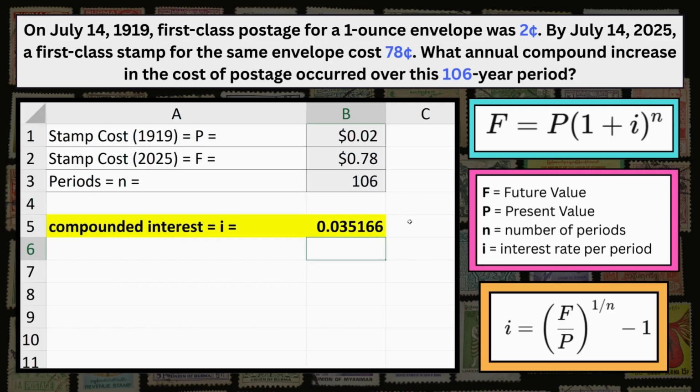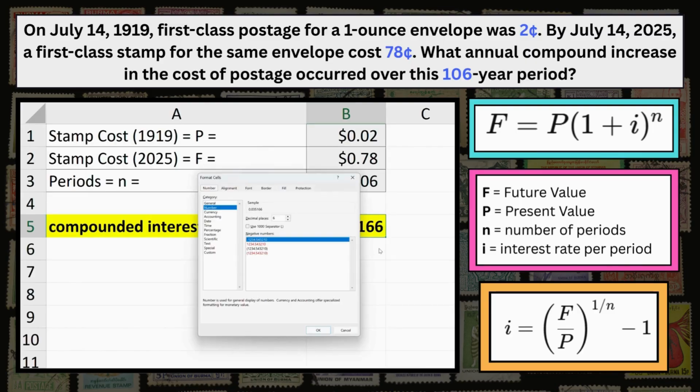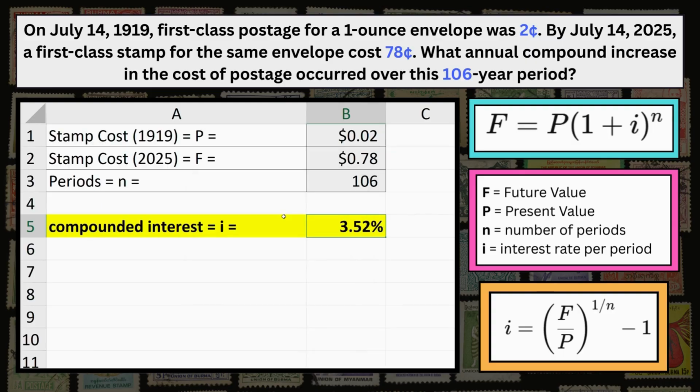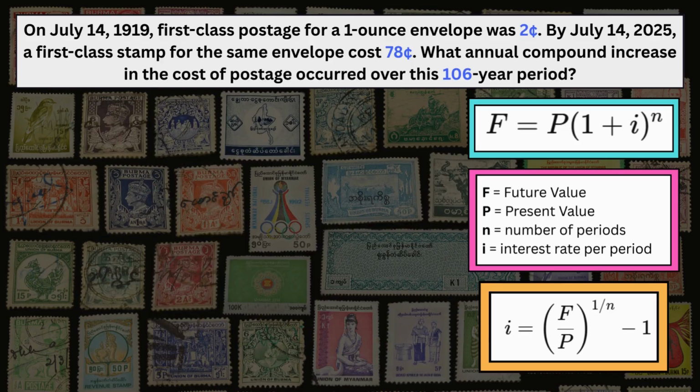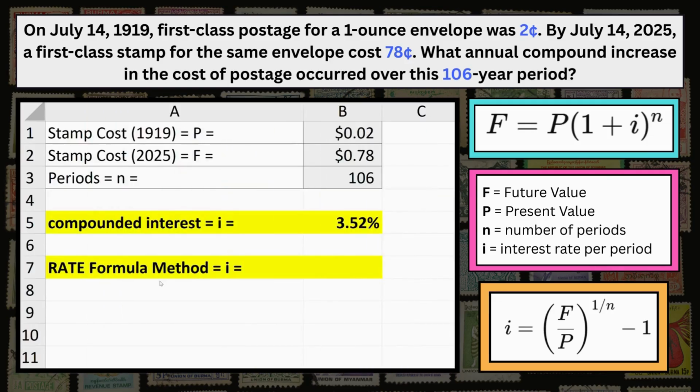0.035166. To display this as a percentage, right-click the cell, select Format Cells, choose Percentage, and set it to 2 decimal places. This gives us 3.52%, meaning the price of a first-class stamp increased by about 3.52% per year, compounded annually, over 106 years.